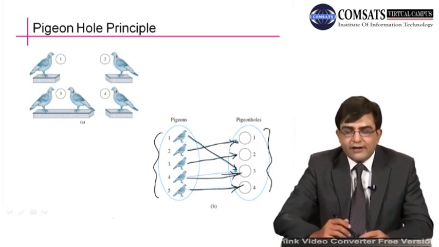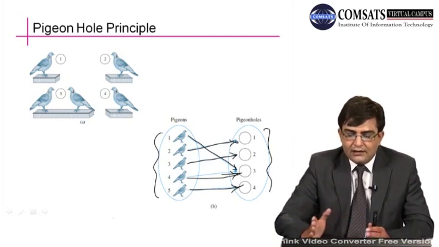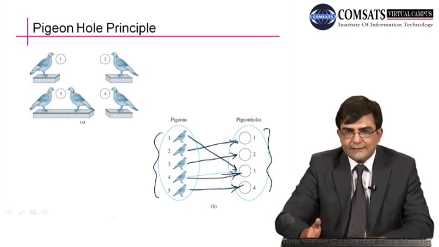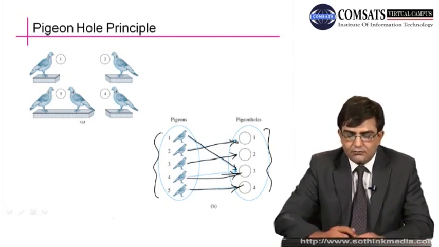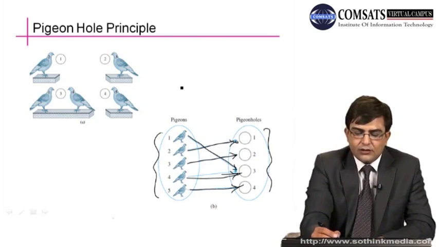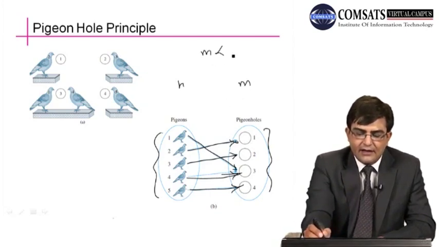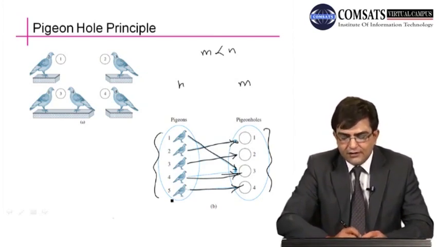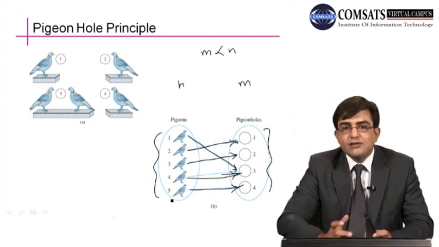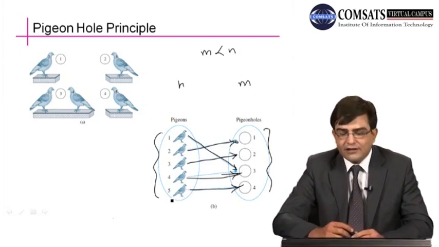So in the language of functions, what does it mean? It means that if you have fewer elements in the codomain set than the domain set, that is, if the domain set contains n elements and the codomain set contains m elements, where m is less than n, then we cannot define a one-to-one function between these 2 sets. This is what the pigeonhole principle says in the language of functions.